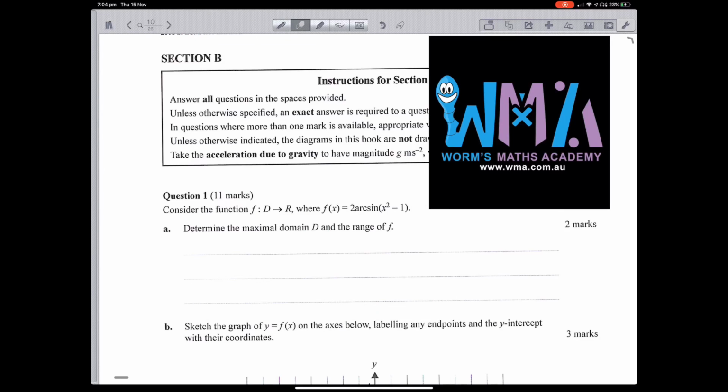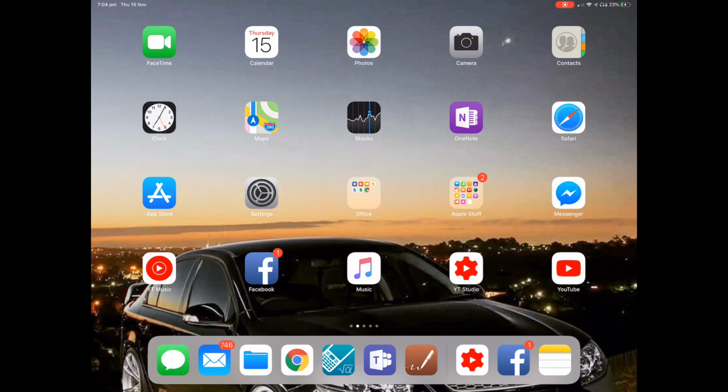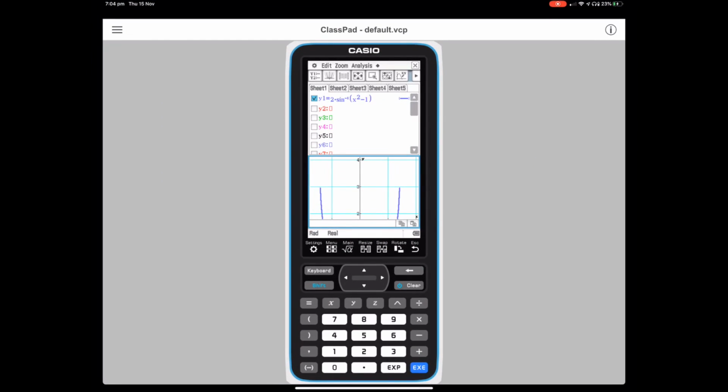We can just sketch our function. It's probably the easiest thing to do. So it's arcsine, it's been multiplied by 2 from the x-axis, so it's obviously going to be further away than what it usually is. Let's have a look. Okay, so I'll just zoom, initialize.